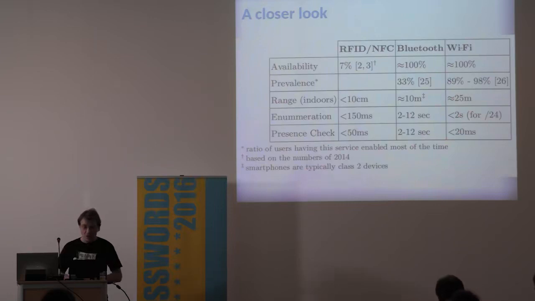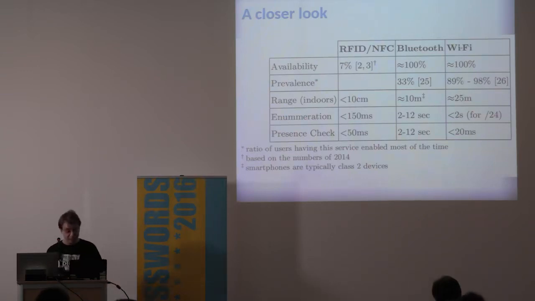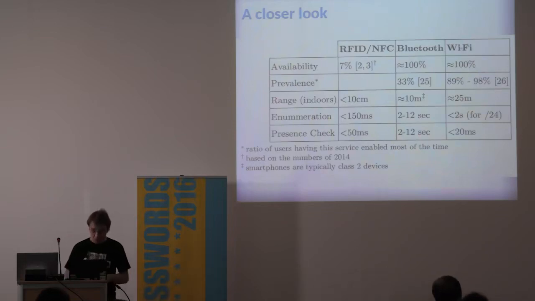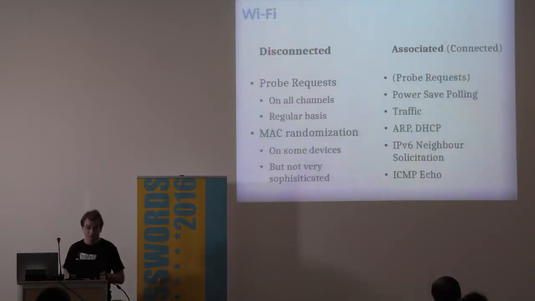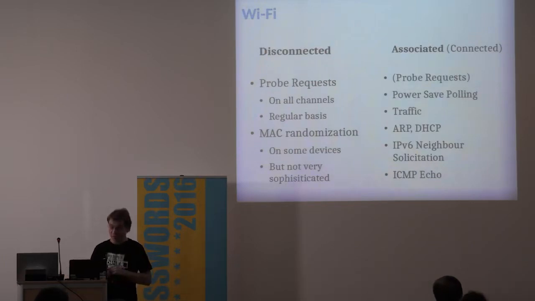Oh, sorry, I skipped here. So we found, based on other studies, that Bluetooth, for example, is only enabled in about 1/3 of the devices on a regular basis. However, Wi-Fi is enabled quite often: on iPhone users 98% of the time, on Android users 89% of the time. So we took a closer look at Wi-Fi. With Wi-Fi, you have to distinguish between if the phone is connected or not connected. And you probably already heard Wi-Fi can be used to track users based on the probe request.